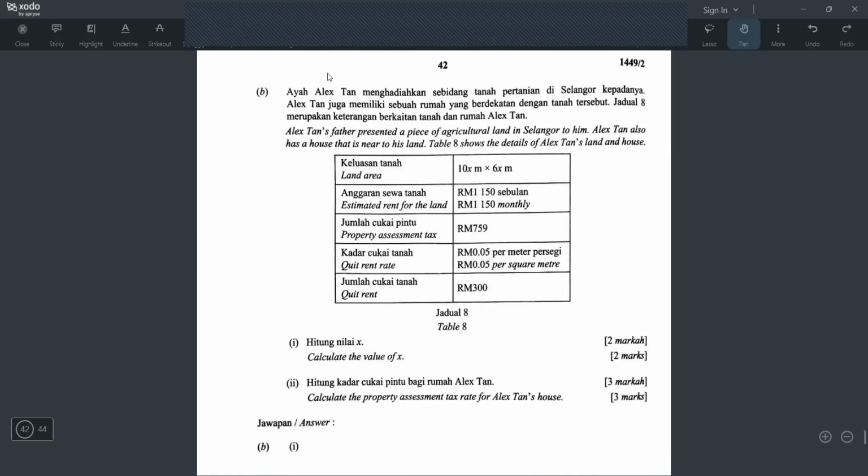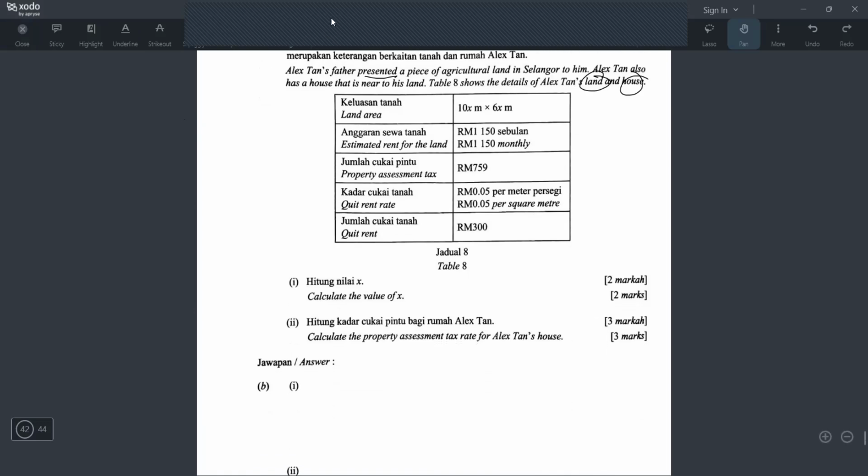Okay, now we do B. So let's read. Alex Tan's father presented a piece of agricultural land in Selangor to him. Okay, Alex Tan also has a house that is near to his land. Table 8 shows the details of Alex Tan's land and house. So let's see, land area 10x times 6x meter, which is 60x square meter square. It means this is the area of the land. Okay, because 10 times 6 is 60, x times x is x square.